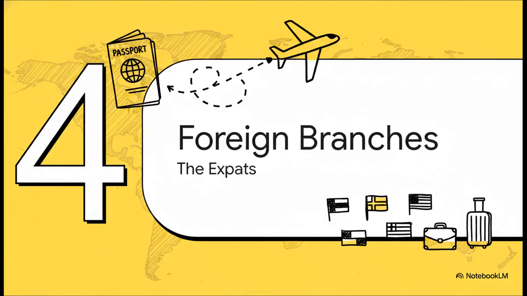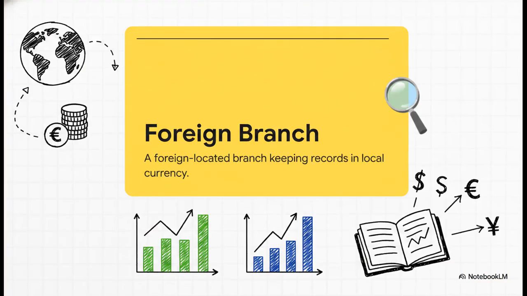All right, part 4, foreign branches, the expats. Now we're looking at the adventurous sibling who decided to pack up and move overseas. The definition here is really straightforward, but absolutely critical. A foreign branch is located in a foreign country, obviously, but its truly distinctive feature is that it maintains all of its financial records and books of account in the local foreign currency. So they aren't just operating independently. They are literally speaking a completely different financial language than the parent company.